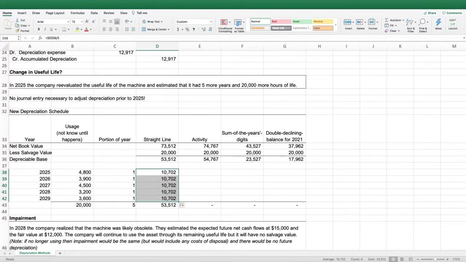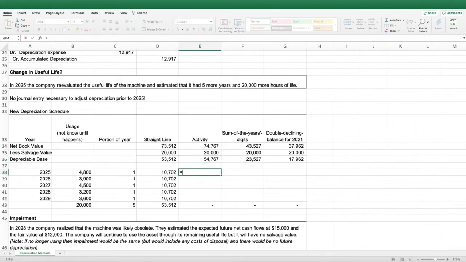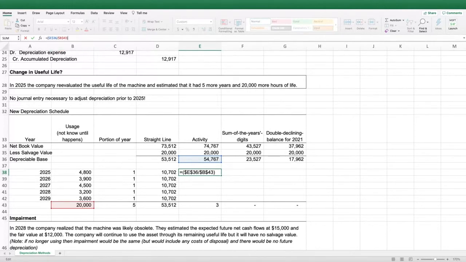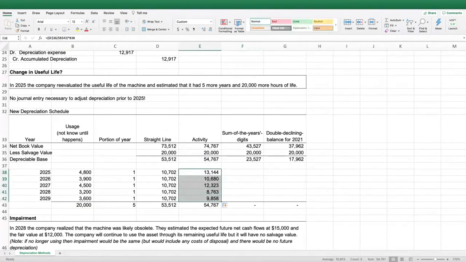Now, under the activity method, we have $54,000 of depreciable base remaining, and now we're just going to, again, figure out what is our cost per unit. So we're going to take our $54,000 divided by a total remaining production ability. Gives us, let's extend this out, $2.74 per hour of use is what our depreciation expense is going to end up being. So we will take that amount and multiply it times the hours we're using at this period, which gives us, for 2025, $13,144. If we just extend that down, that gives us it for every period. And at the end, we have depreciated the full depreciable base under the activity method.